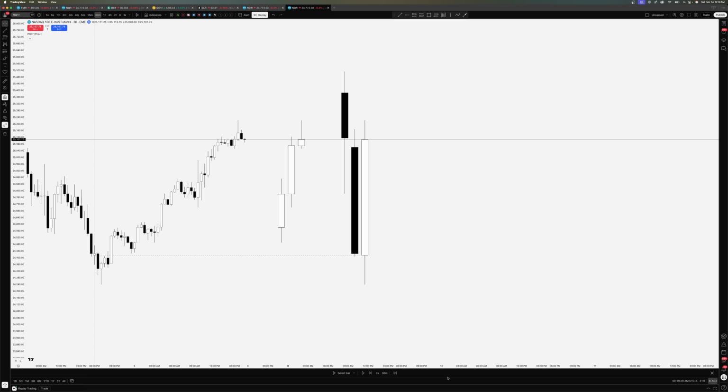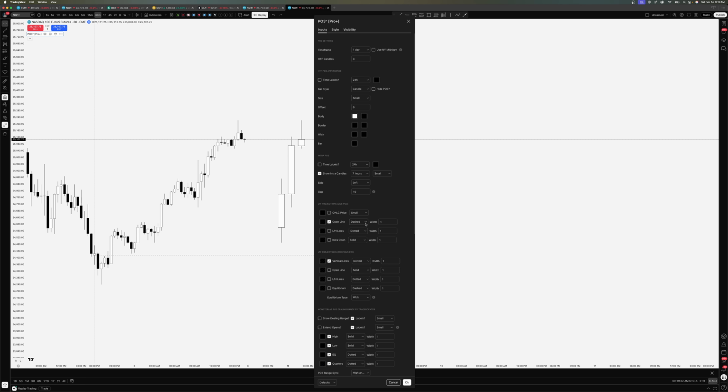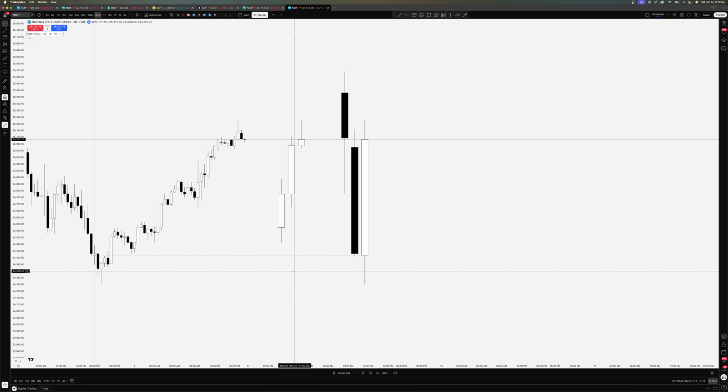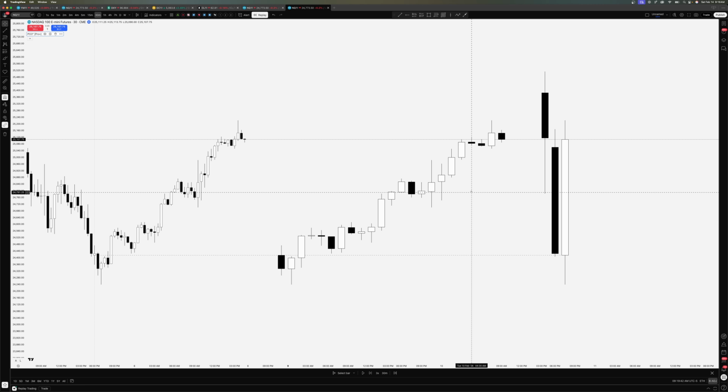So for example, let's just go into the settings. Let's say you wanted to see hourly candles paired with a daily candle. We go into the intraday candle settings, change it to hourly. And now you can see the entire day's candles hourly are on the screen and will play through the entire day.